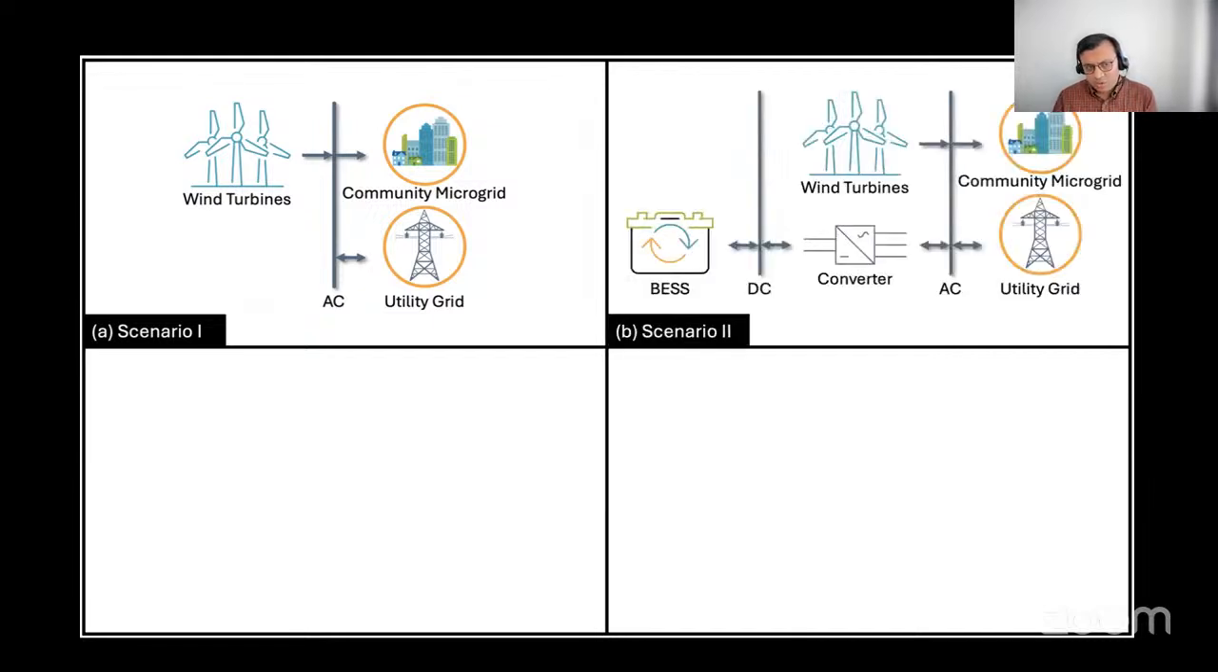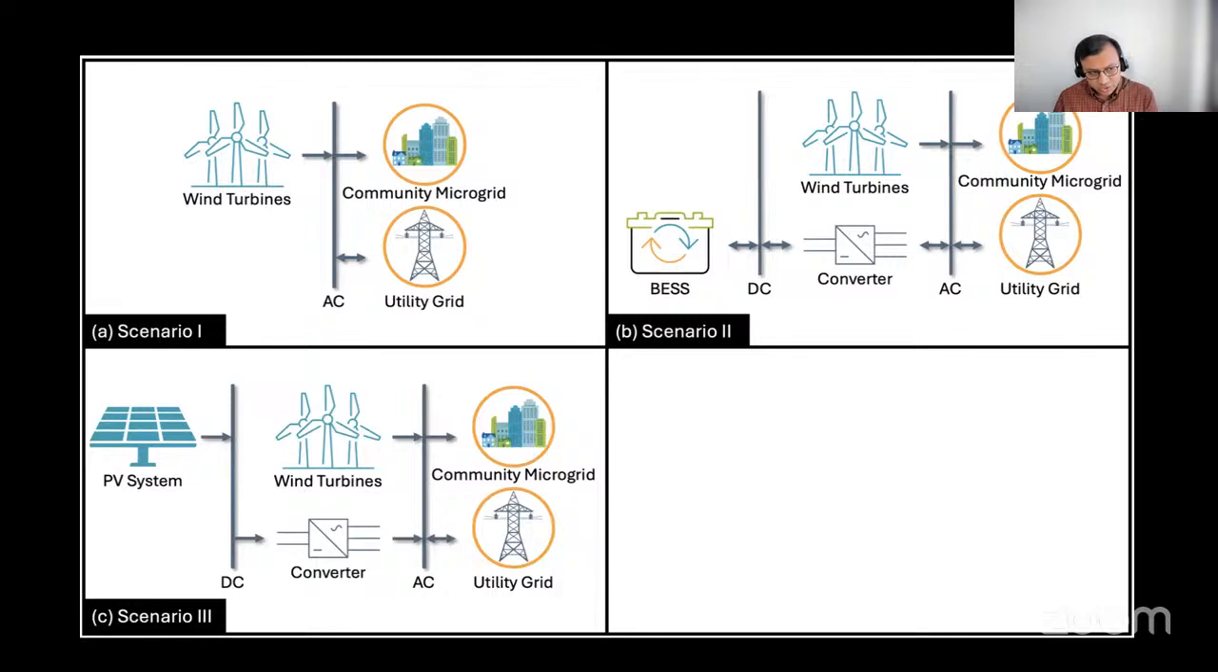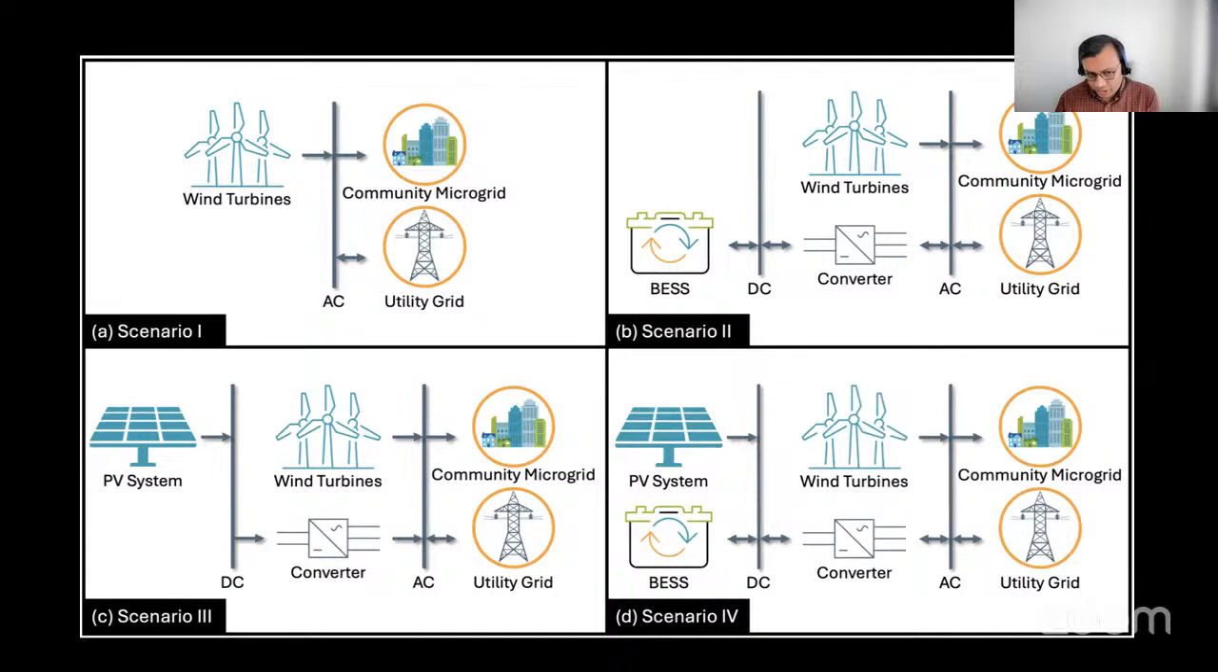The second scenario investigated the addition of a BESS, battery energy storage system, on the DC hub, where the battery can obviously store the surplus energy and supply energy during the times of deficit. The third scenario investigated the cogeneration of wind turbines and PV systems together to support the load of the microgrid. Always the surplus is to be fed into the utility grid, or in the times of deficit, it can be imported from the utility grids. The fourth scenario investigated, beyond the cogeneration, additionally the storage systems as well.